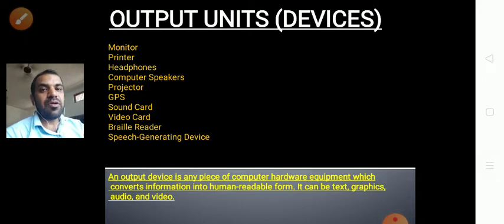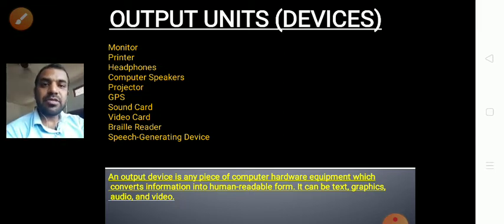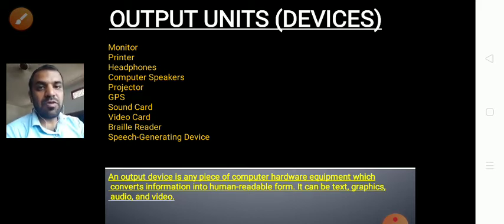Sound cards are available in your computer system for sound making devices like speakers. Video card is for graphics. If the video card is not available in the computer system, you will not be able to see the graphics. Braille reader is for handicapped persons. A person who is disabled with the eyes uses the braille reader to read out the words. It is used in examinations, government examinations for handicapped persons.